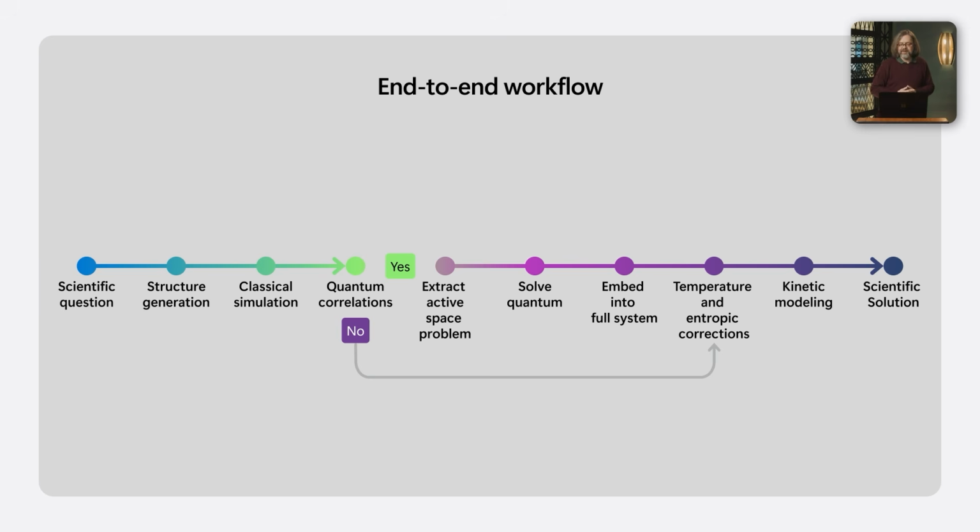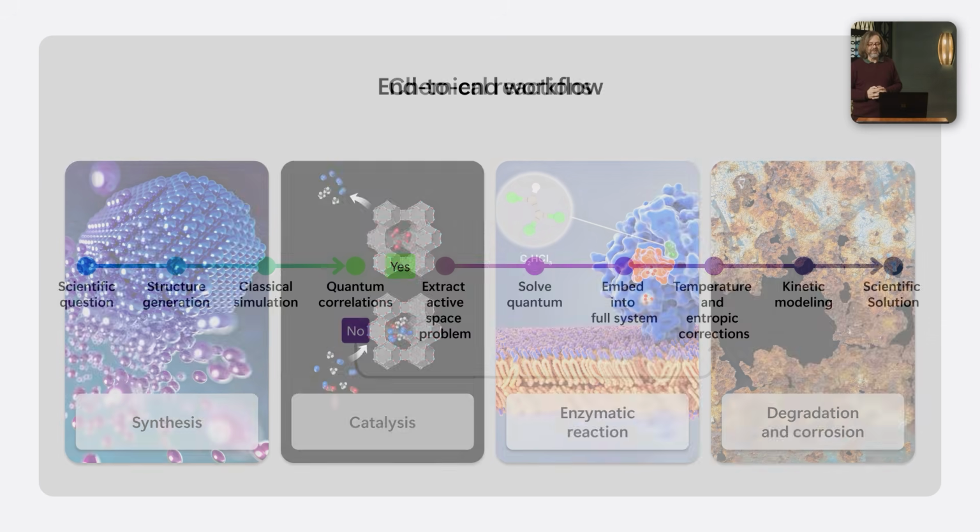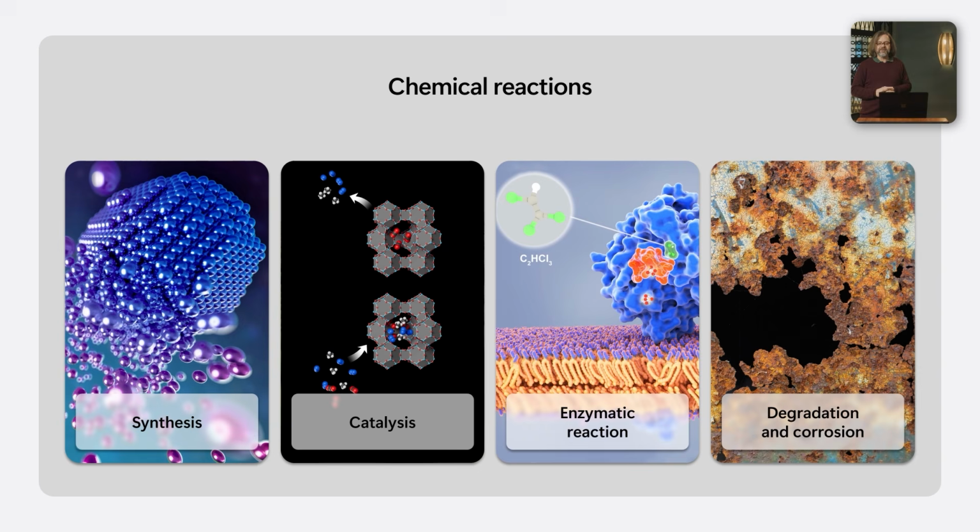And with that, we can answer so many questions in synthesis, in catalysis, in enzymes, in biochemistry, for corrosion and degradation of materials. With this, you can now see how quantum computers will really radically transform chemistry. And that will then be the start of a new golden age for chemistry.